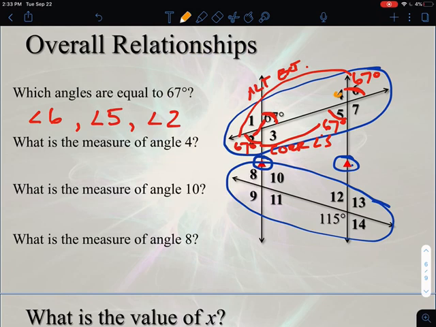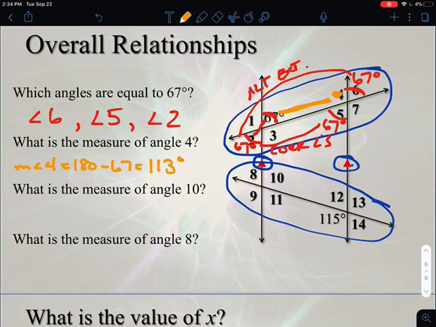So angle 4 is right here. So we're looking for that angle measure there. Now I can do this a couple different ways. I know that these two angles here, my 67 that they gave me and angle 4, are same side interior angles. We just discussed that same side interior angles have to add up to 180. So if I want the measure of angle 4, I'm going to take 180 minus 67, and in this case I would get 113 degrees.